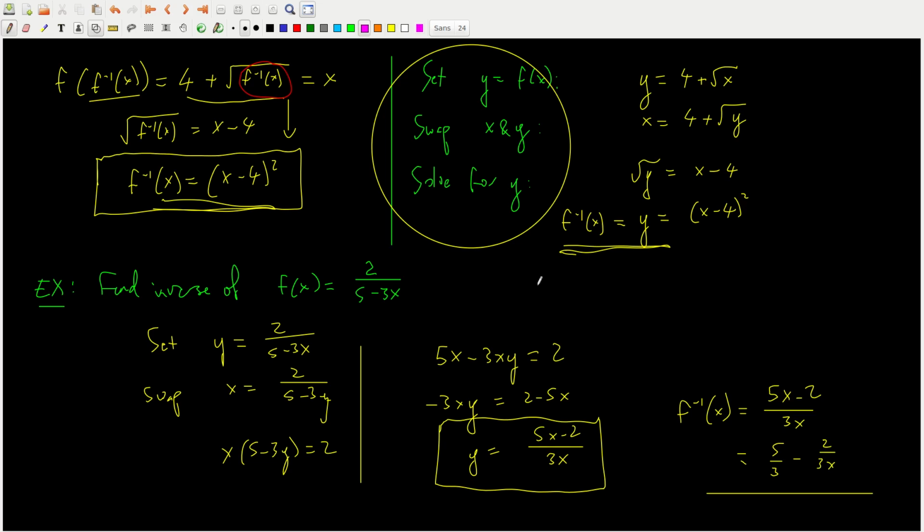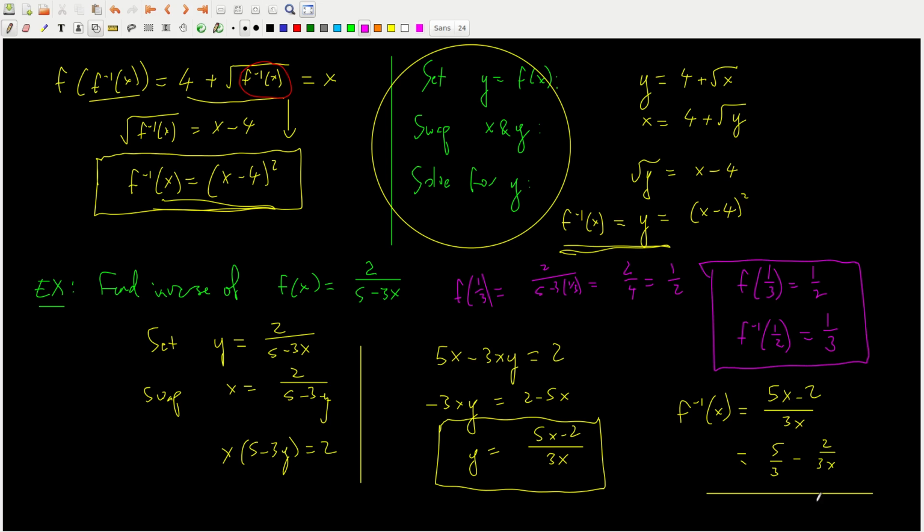We can check whether this is reasonable by checking a point. Let's say we looked at f(1/3). Plugging that into the function, we get 2 over, and in the denominator this is 5 minus 1, so it's 2 over 4, which is otherwise known as 1/2. In other words, f(1/3) equals 1/2, and if this is the correct inverse, then we expect f inverse of 1/2 to produce 1/3. That has to be the case.